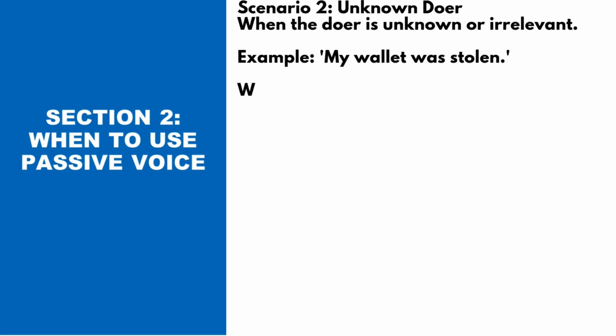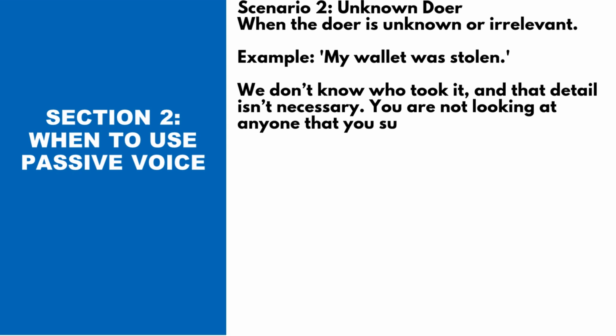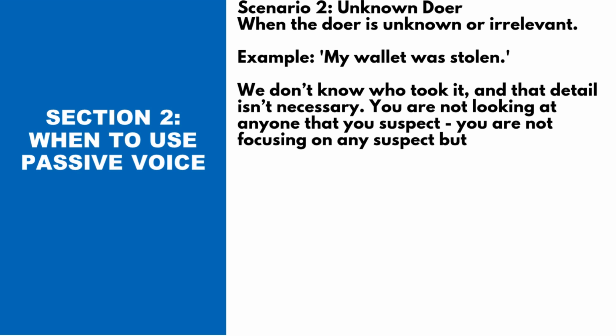For example, my wallet was stolen. We don't know who took it, and that detail isn't necessary. You are not looking at anyone that you suspect. You are not focusing on any suspect, but the fact that your wallet was stolen.